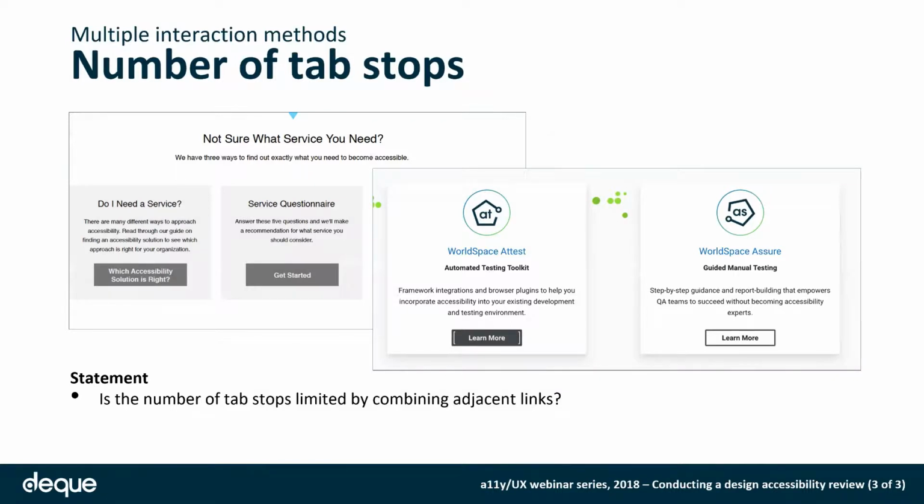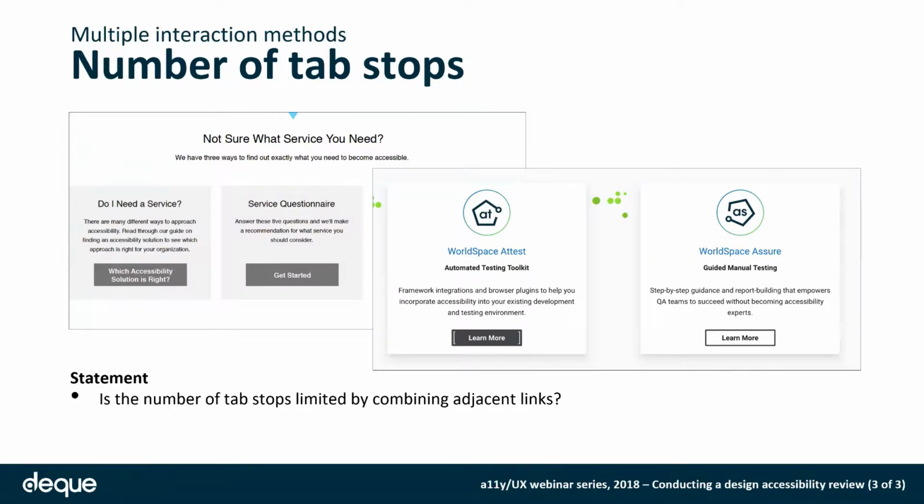Then the next example that we have is about the number of tab stops. If you see the wireframe, you would see that we have three sections, like Do I need a service, that could get a tab focus. And then the next tab would be to the button, which is Which accessibility solution is right. So for me to reach that page about the accessibility solutions, I will have to tab through to Do I need a service, and then to the button. That is not really needed, because my main focus is that I should be taken to this particular page. So we reduced the number of tab stops by directly moving the focus to the button and not to the container.